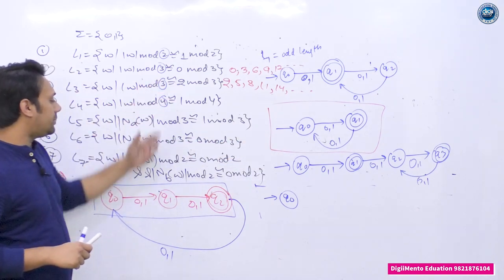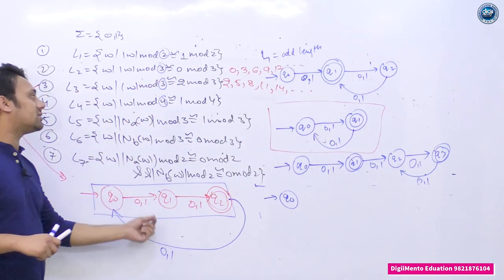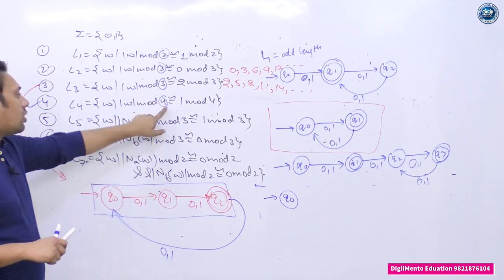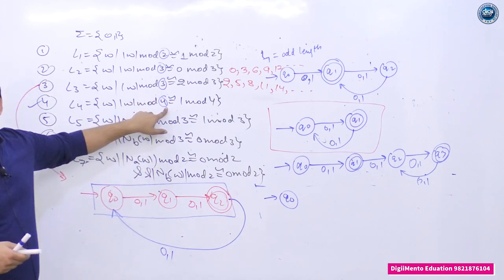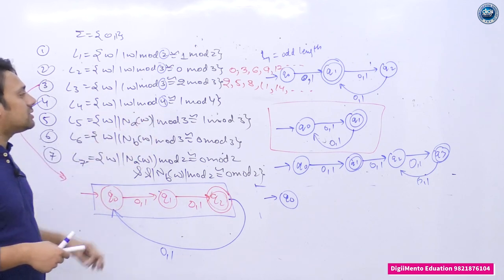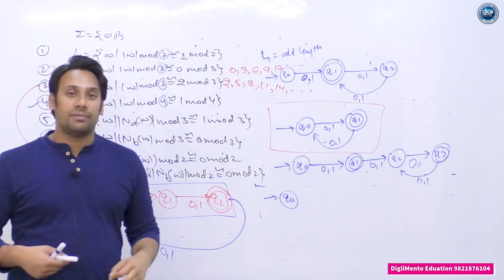If we have mod 3, in minimal finite automata we are having 3 states. Mod 3, again 3 states. Mod 4 means we are going to have 4 states. And why are we going to have 4 states?